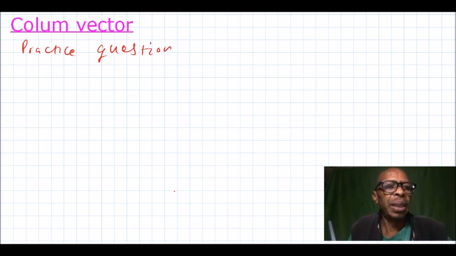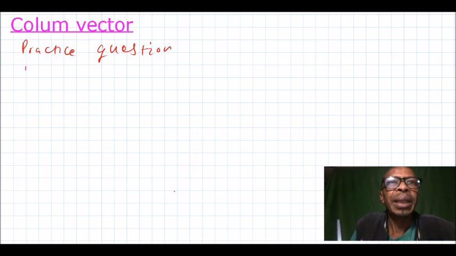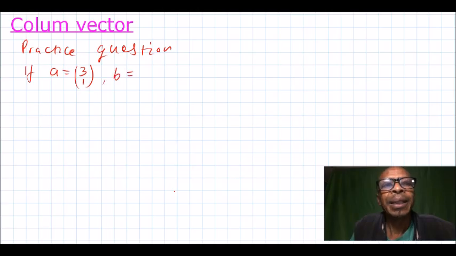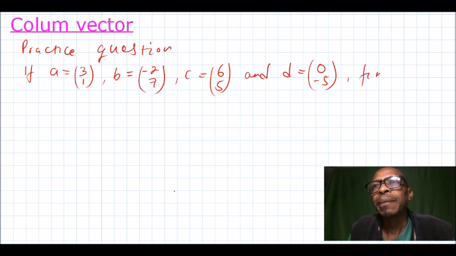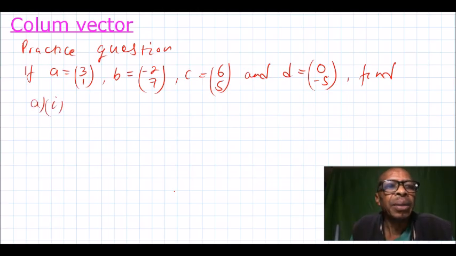You are told if A is equal to (3, 1), B is equal to (-2, 7), C is equal to (6, 5), and D is equal to (0, -5), find: Roman number 1, 3A plus 2B. Very similar to what we have done in our example.